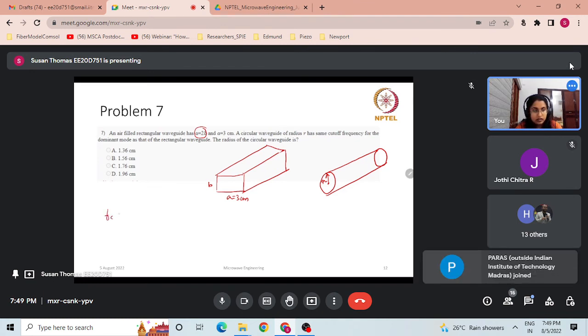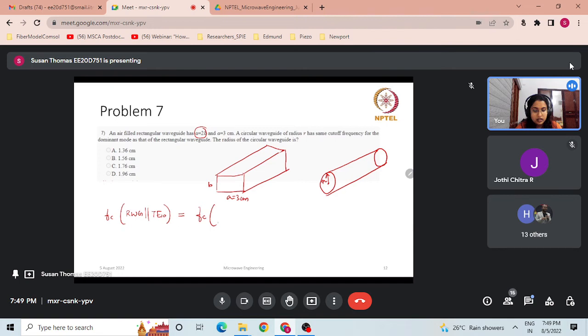So let us say FC of rectangular waveguide's dominant mode. So rectangular waveguide, the dominant mode is TE10. That is same as cutoff frequency of circular waveguide dominant mode. I hope you remember the dominant mode of a circular waveguide is TE11. So these two cutoff frequencies are being equated. Now let us write the expression. What is the cutoff frequency of a rectangular waveguide with the TE10 mode? C by 2 times A, which is equal to this TE11 mode, that will be rho nm divided by 2 pi A root of mu epsilon. So rho nm can be written as rho 11. We need to find what is rho 11 and substitute there.